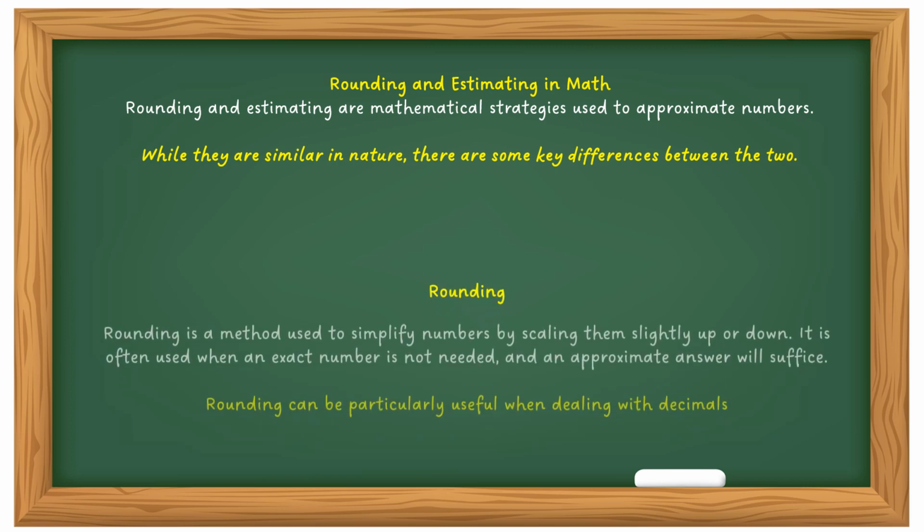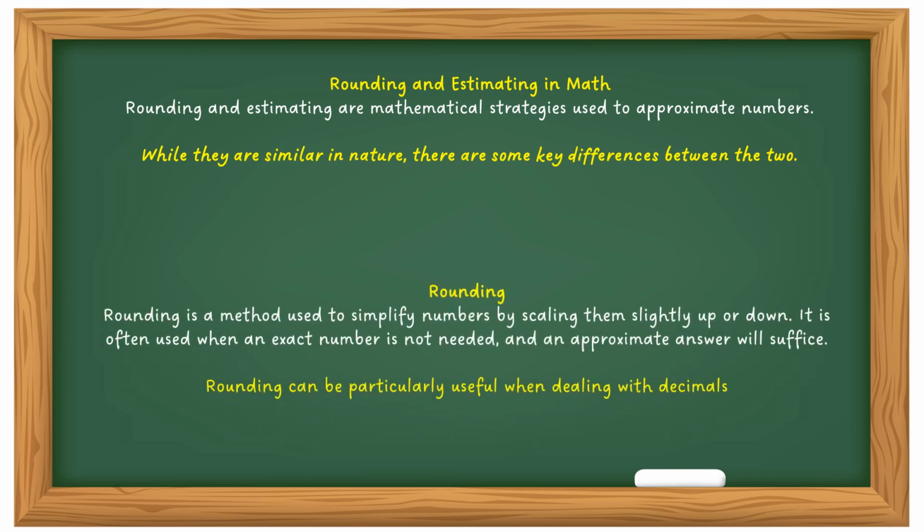Now rounding. Rounding is a method used to simplify numbers by scaling them slightly up or down. It's often used when an exact number is not needed, an approximate answer will suffice. Rounding can be particularly useful when dealing with decimals. Anytime you see the word approximate or estimate in a question, they are not looking for an exact answer. If you whip out your calculator, even in a calculator paper, and give an exact answer, you will lose points. They're just looking for a rough guess, or as I say, an educated guess, based loosely on your numbers.